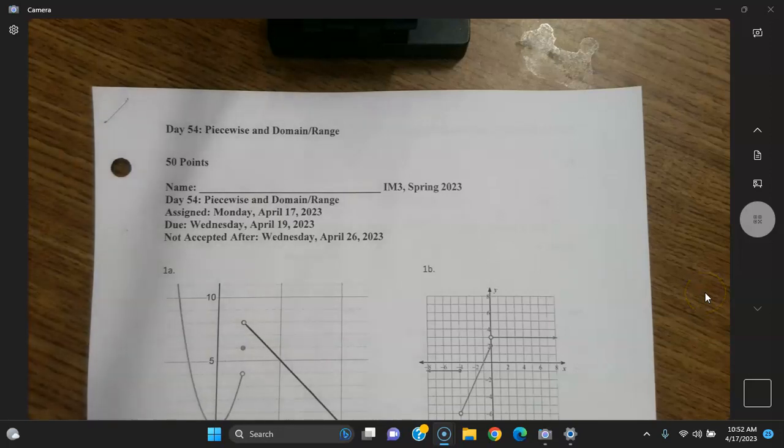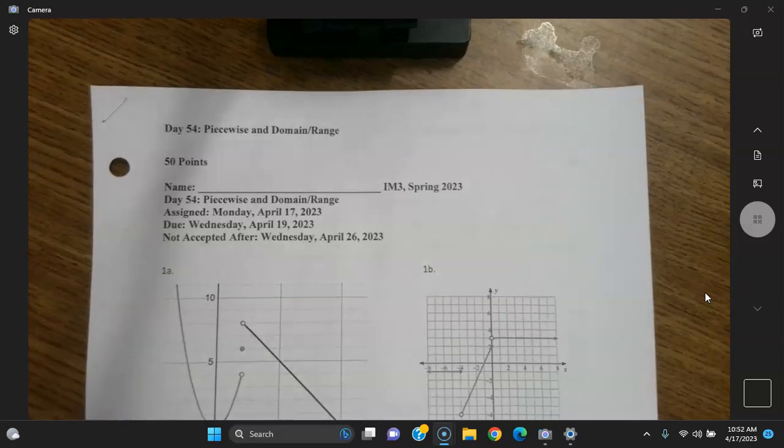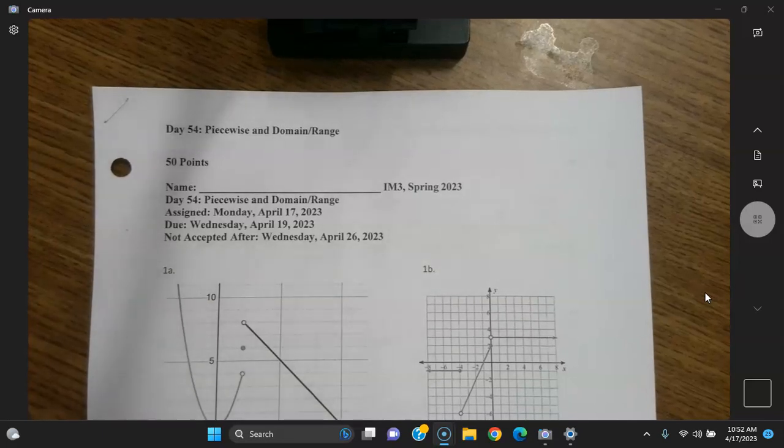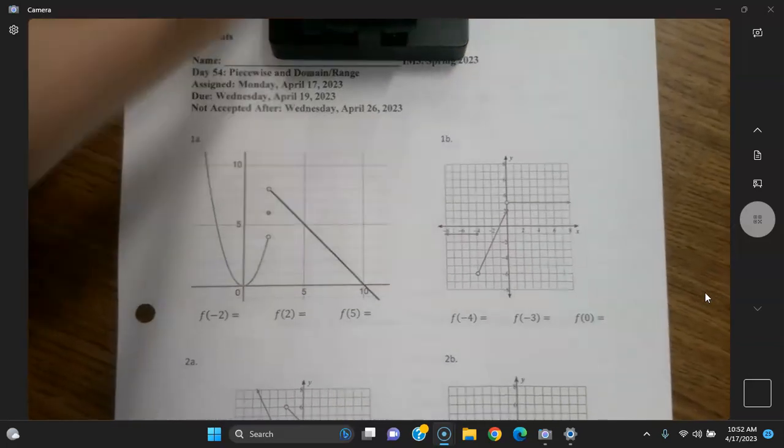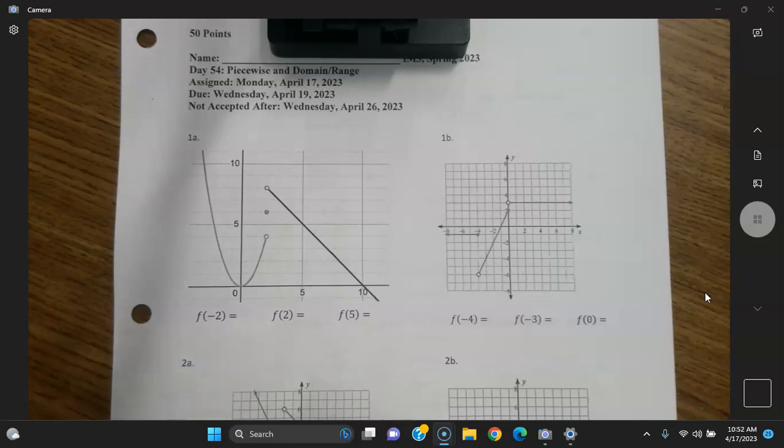All right, math, this is the day 54 lesson. It's on functions, and we're going to deal with something called piecewise functions. Again, this is an A-B problem set, and I'm going to walk you through the A problems. The B problems are not identical, but they're pretty close, and you'll learn the concepts to do them.